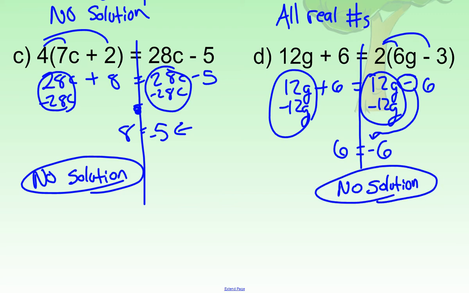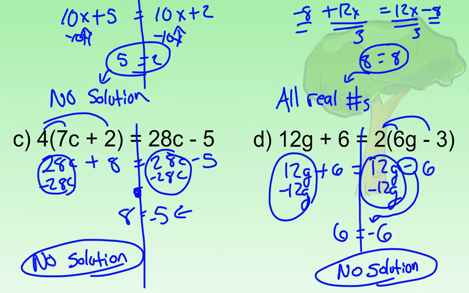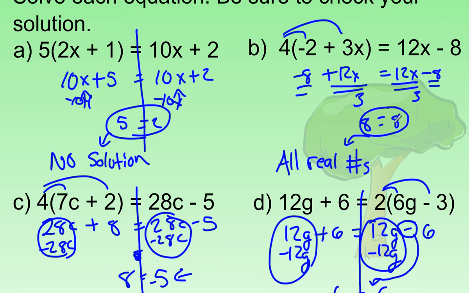Okay? So that's the essence of these special solutions. It's either no solution or all real numbers. You know the difference, because no solution, when you solve the equation and your variables cancel out, your solution you get is not true. 5 equals 2, 8 equals -5, 6 equals -6. Those don't work, so it's no solution. It's all real numbers if, when your variables cancel out, you have something like 8 equals 8, something that is true.